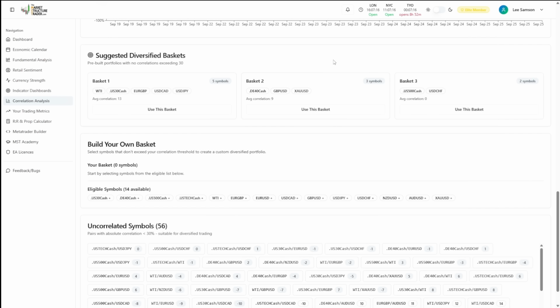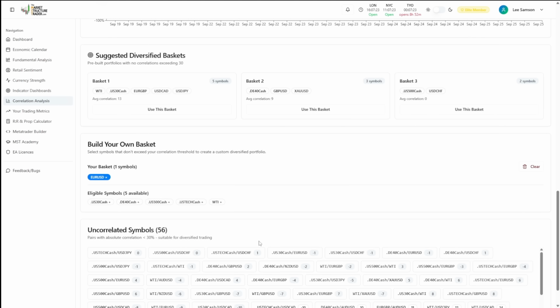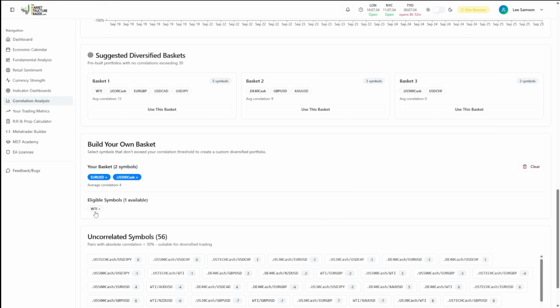You can also select your own baskets. So if you wanted to definitely trade, for example, on the Euro US dollar, you can select that and it will then show you all other symbols which are less than 30% correlated with the Euro US dollar. You can then build your own portfolio, in this case of 3 symbols, which you can be confident that if you trade all 3 at the same time and the market moves strongly, you will not get the same moves happening on all 3 of these instruments.